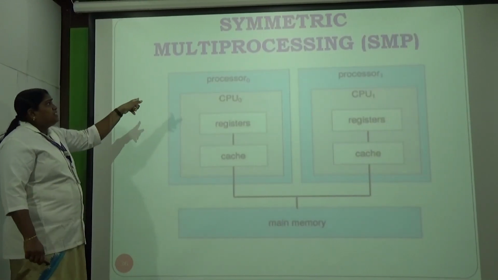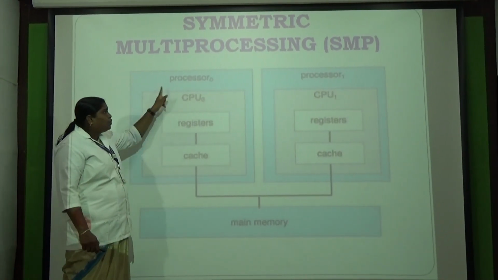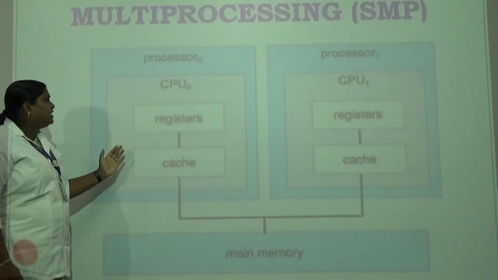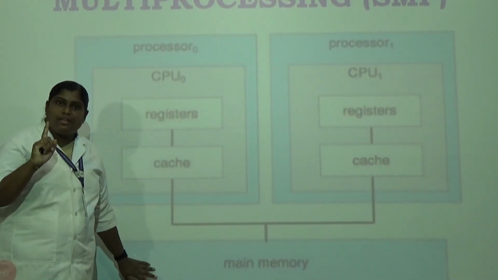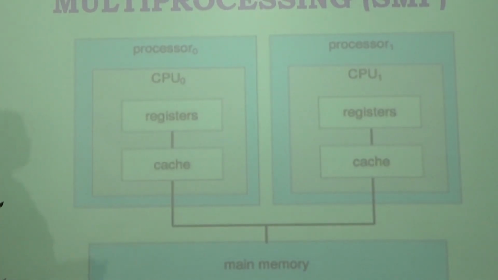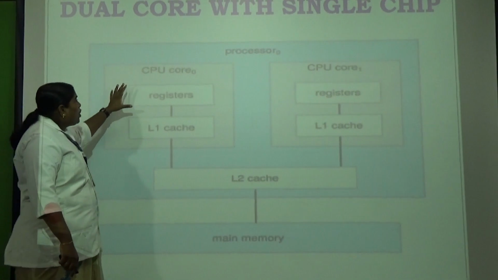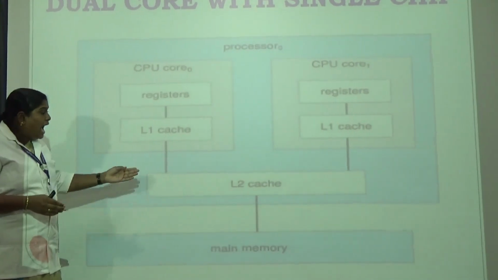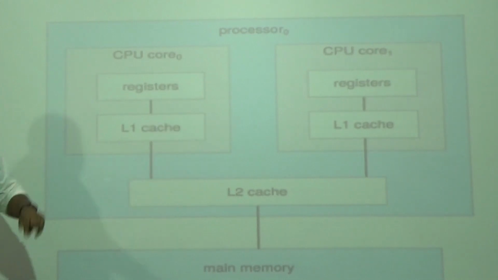So first one is symmetric multiprocessing, SMP. In this we have two processors, CPU 0 and CPU 1. Each has its own registers and caches, but they are commonly connected to one single memory, right? So this is called SMP, symmetric multiprocessing. Next one is dual core single chip. Dual core single chip also has different CPUs, but the cache memory is shared commonly, and then it moves on to the main memory. So that is called a dual core with single chip.